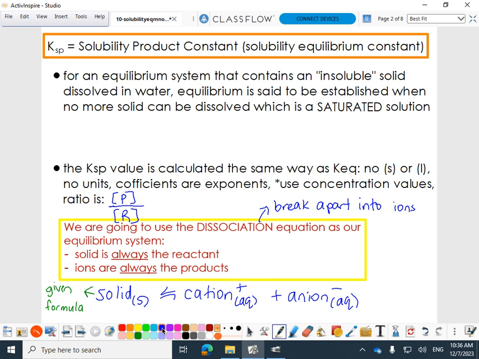So when you have an equilibrium system that contains an insoluble solid dissolved in water, insoluble I put in quotations, then when you establish equilibrium, what that means is no more solid can be dissolved, which is the definition of a saturated solution.